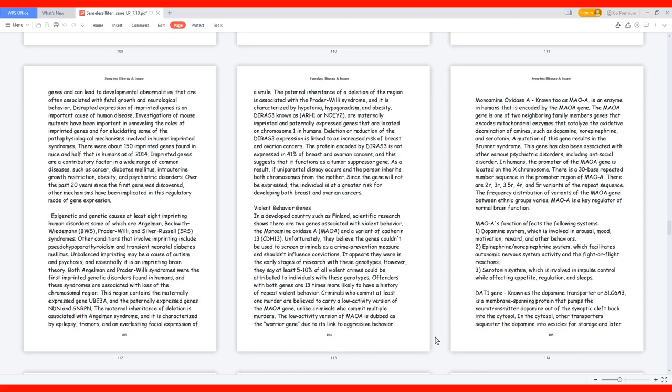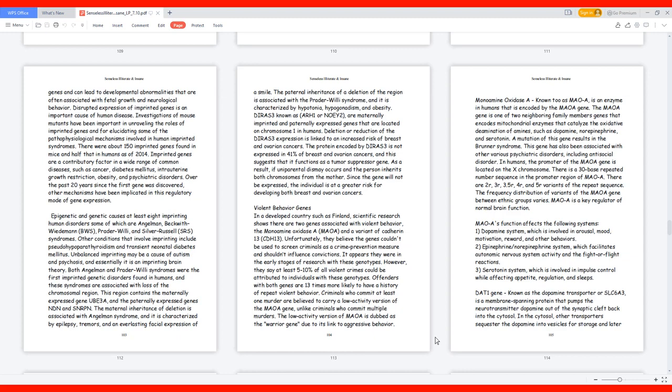Imprinted genes are a contributory factor in a wide range of common diseases, such as cancer, diabetes mellitus, intrauterine growth restriction, obesity, and psychiatric disorders. Over the past 20 years since the first gene was discovered, other mechanisms have been implicated in this regulatory mode of gene expression. Epigenetic and genetic causes underlie at least 8 imprinting human disorders, some of which are Angelman, Beckwith-Wiedemann (BWS), Prader-Willi, and Silver-Russell (SRS) syndromes. Other conditions that involve imprinting include pseudohypoparathyroidism and transient neonatal diabetes mellitus. Unbalanced imprinting may be a cause of autism and psychosis, and essentially it is an imprinting brain theory.